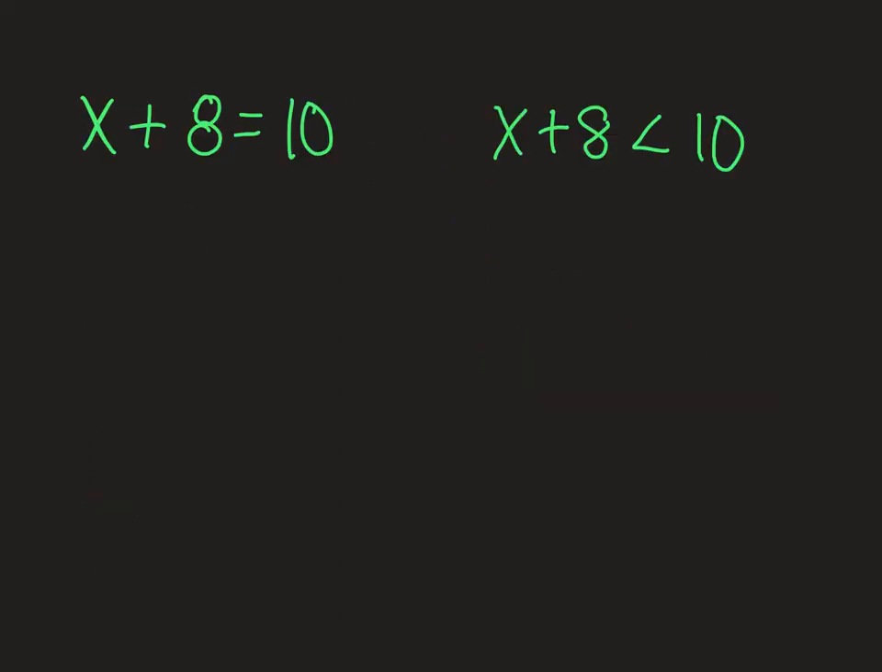All right, let's move on to lesson 5.4. They want us to solve one-step inequalities. Well, here's a one-step equation. Here's a one-step inequality. They look very similar. The difference is an equal sign versus an alligator mouth.